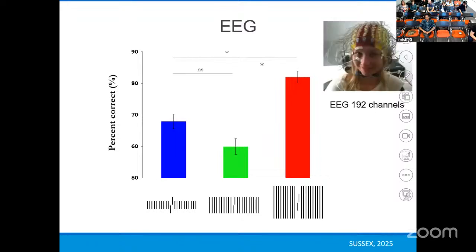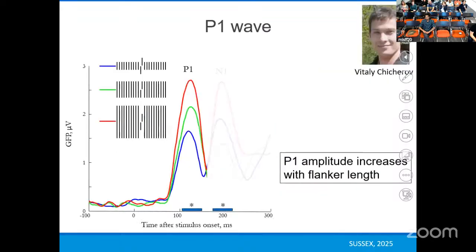Okay, so then we did EEG. So we have high density EEG, and we compute global field power, which is the variance over the electrodes. So it's reference free. It doesn't really matter. What matters is that higher amplitudes mean there's more processing, whatever that means in the brain. What you can see is here at 0, we present these three squares, one after the other. And then at 100 milliseconds, you find this P1.